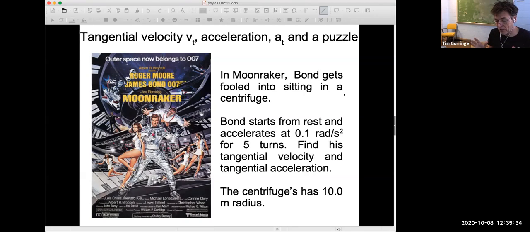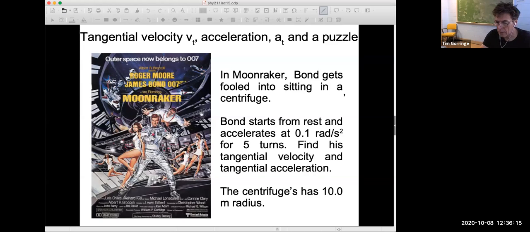I've got to do this problem that I didn't get to at the end of last class. I want to go back to this James Bond problem. I want to go back to it because I wanted to cover an example of tangential velocity, tangential acceleration, and how they're linked to angular velocity, angular acceleration. But in this problem is a puzzle that leads us into dynamics, leads us into our understanding of circular motion, leads us into our explanation of circular motion. So we've got to cover this one.